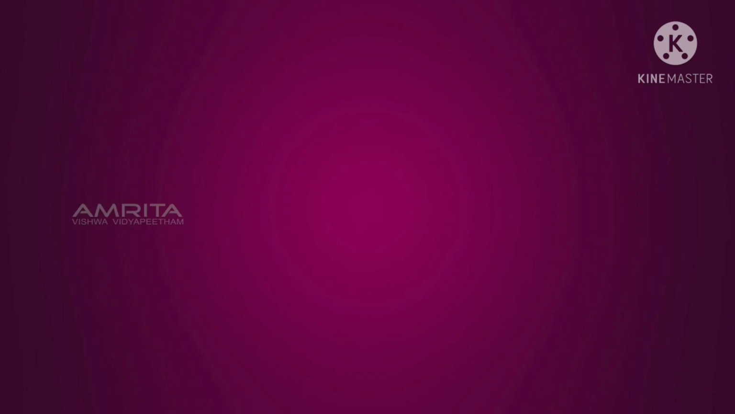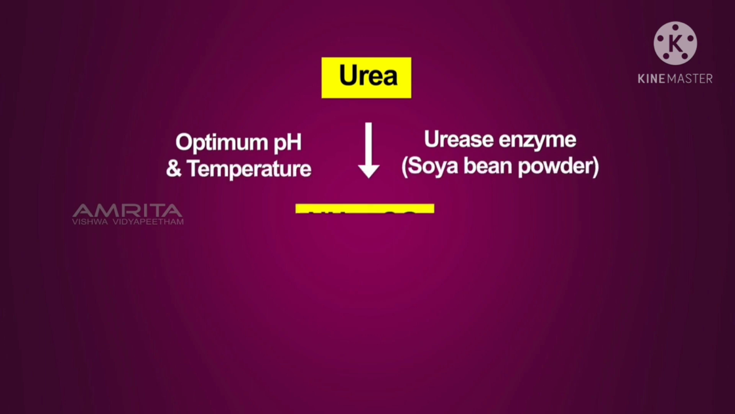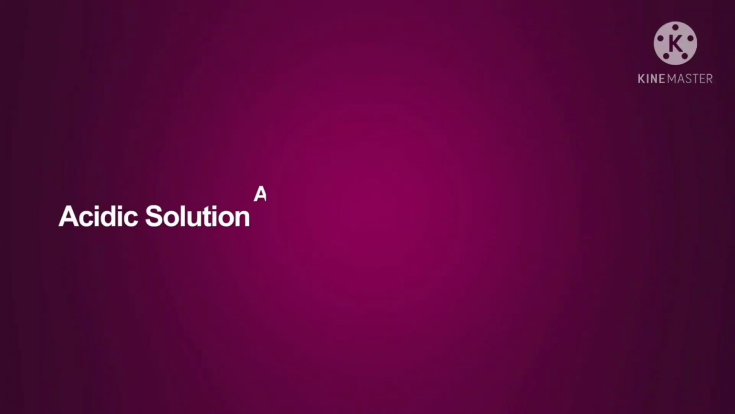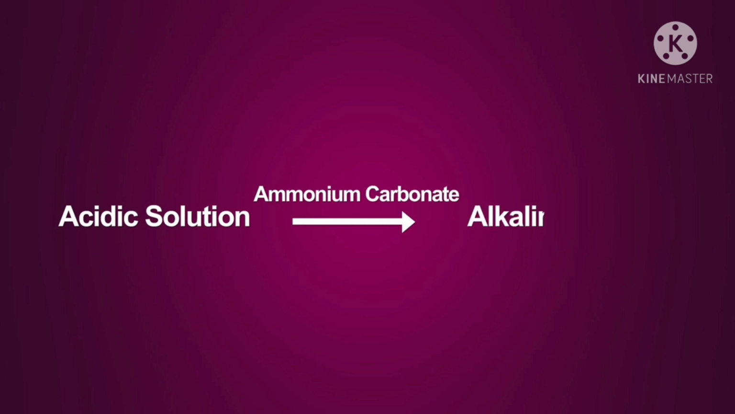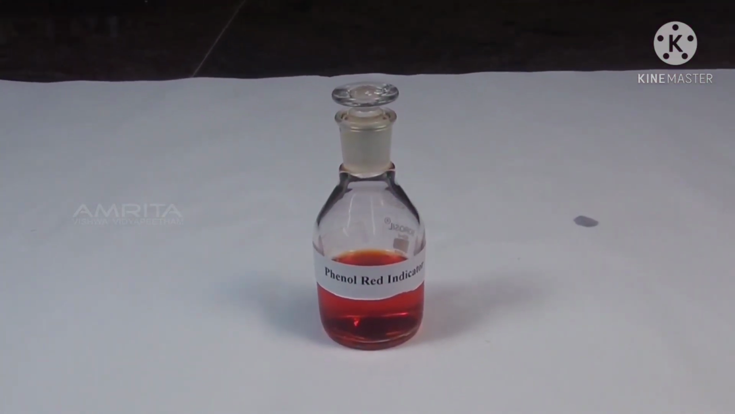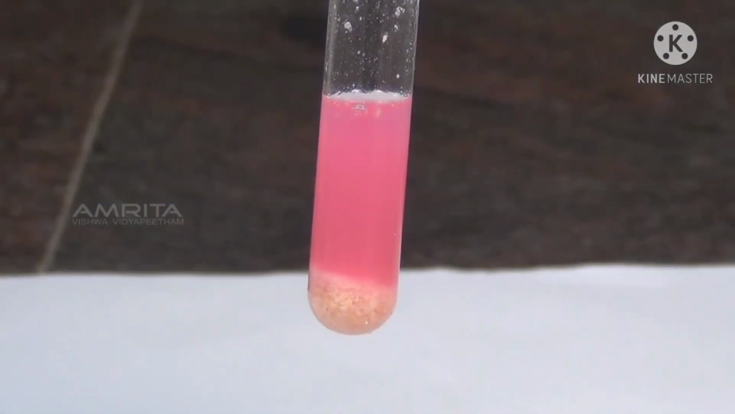Conclusion: at optimum pH and temperature, urease enzyme present in soya bean powder decomposes urea into ammonia and carbon dioxide, which form ammonium carbonate. Ammonium carbonate is an alkaline substance which changes the slightly acidic solution to alkaline solution. Phenol red is used as an indicator in this reaction mixture, so the color of solution changes from yellow to pink.